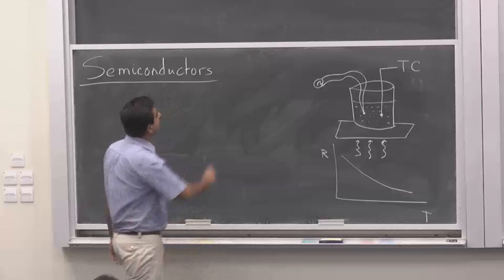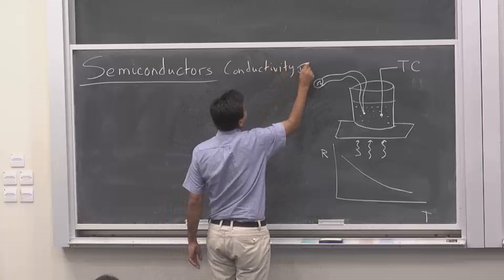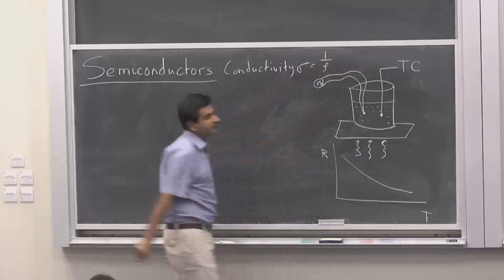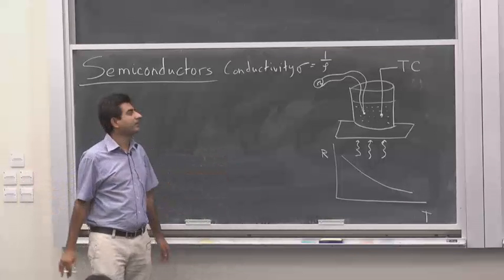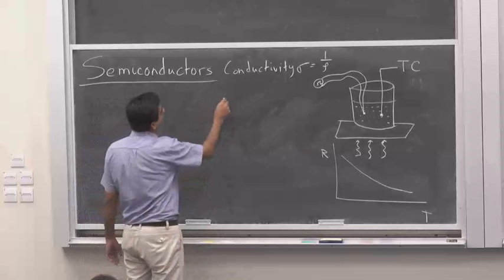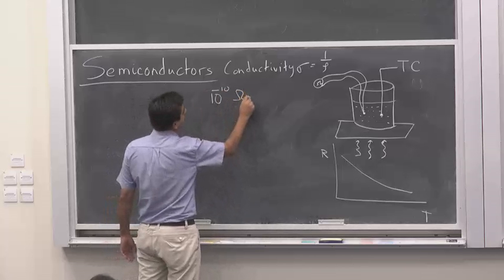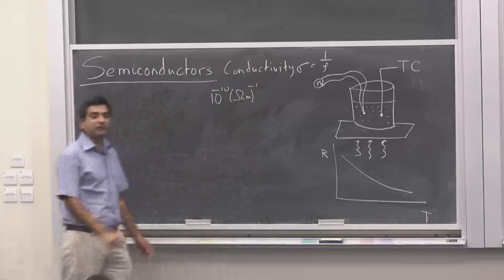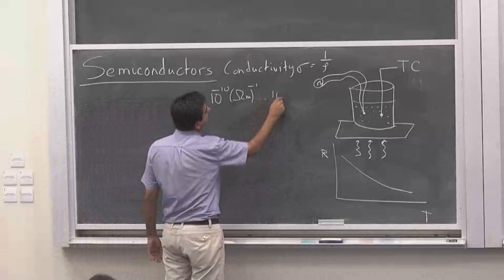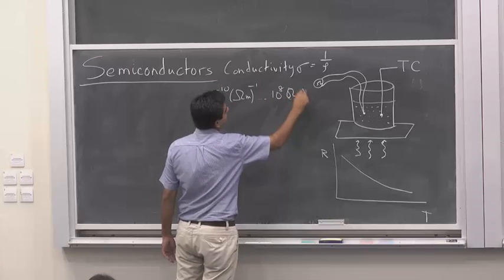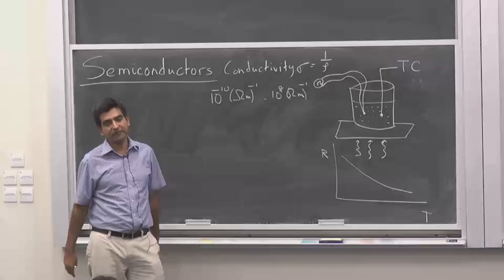So conductivity sigma, which is the reciprocal of resistivity, is one of those physical quantities which have the widest known ranges. For example, you can have insulators whose conductivity is as low as 10 raised to the power minus 10 ohm meter inverse. And you can have the best conductors like copper and gold whose conductivities can go up to 10 raised to the power 8 ohm meter inverse. So there are about 17 to 18 orders of magnitude difference between conductivities of different materials.